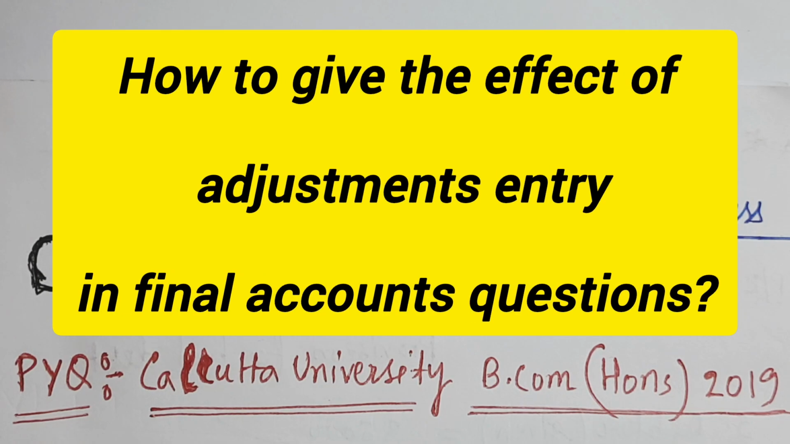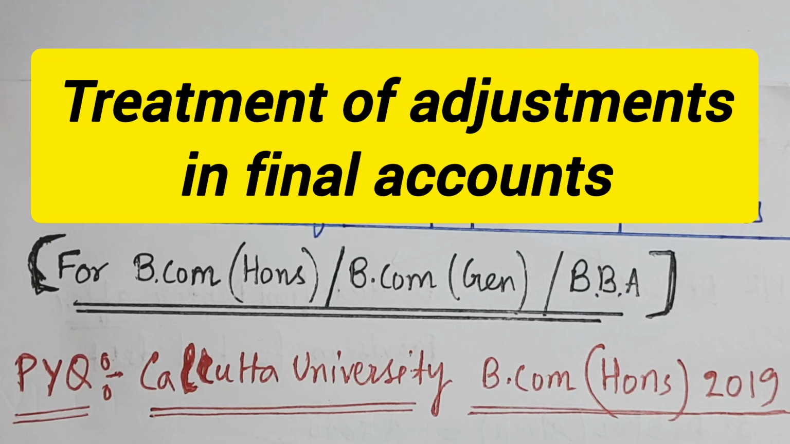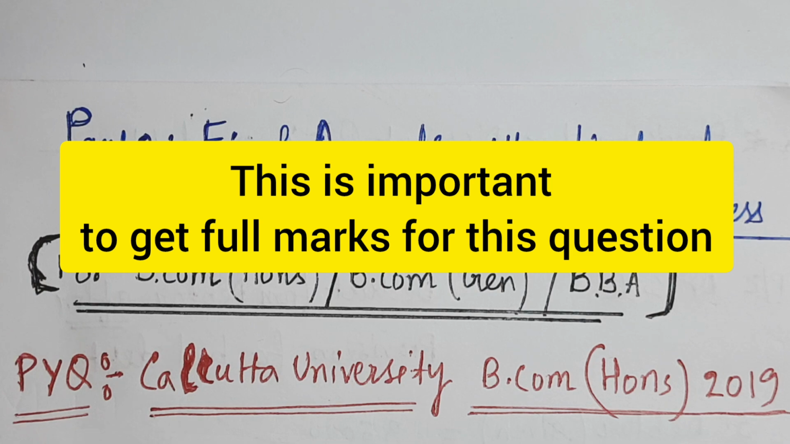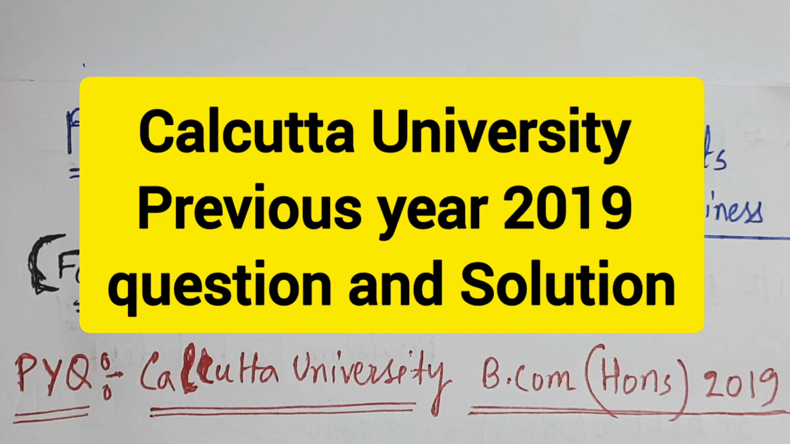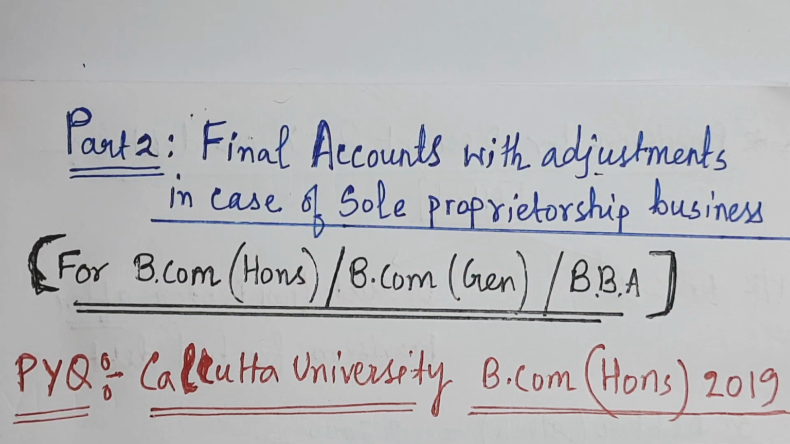To give the effect of the adjustment entry, how to do its treatment, this needs to be understood. So, in this video, I will be taking Calcutta University previous year question 2019 of final account for sole proprietorship business, which is most probable to repeat for the Bcom semester 1 final exam 2024-2025.